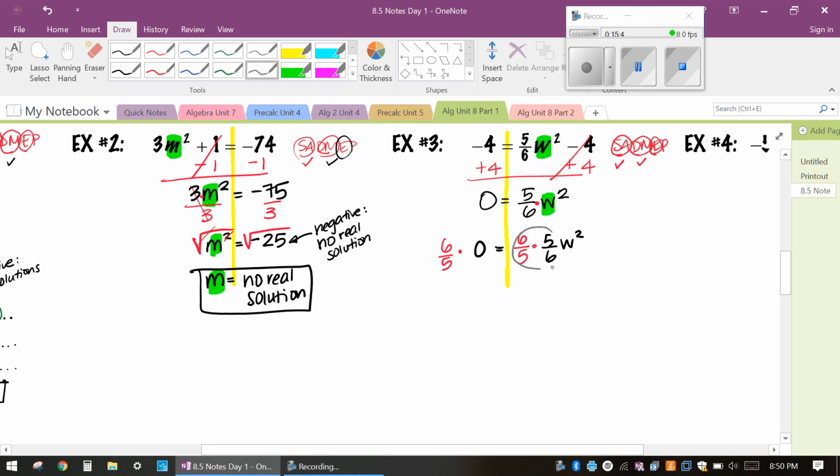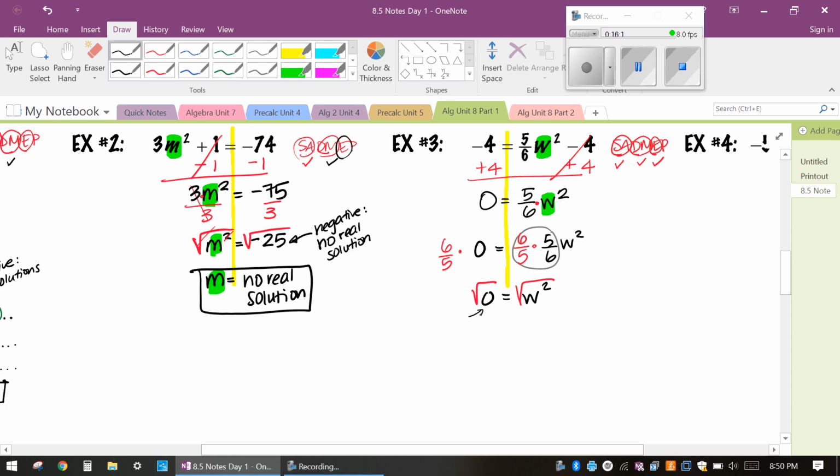This will give you 1w squared. Before you square root, you always want to make sure you have a 1w squared, or 1x squared. Okay, 6/5 times 0 is 0. Now that I have a 1w squared, I'm ready to get rid of the exponent. Remember, I'm following SADMAP, so now I'm ready to get rid of the exponent. A squared is canceled with a square root.